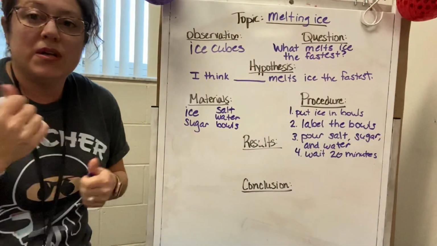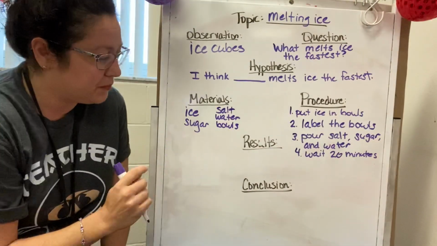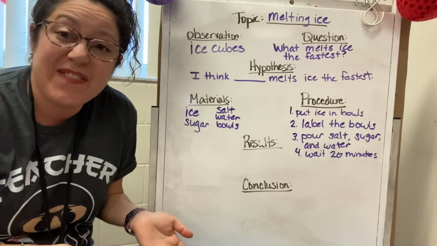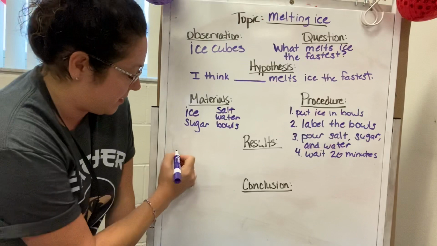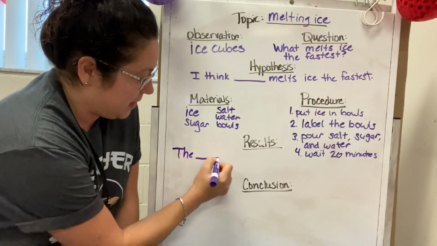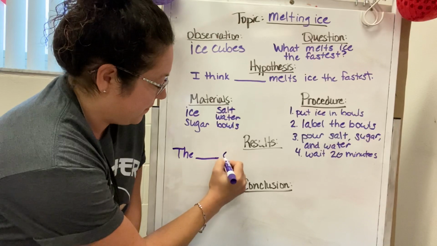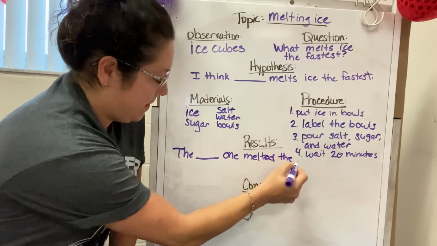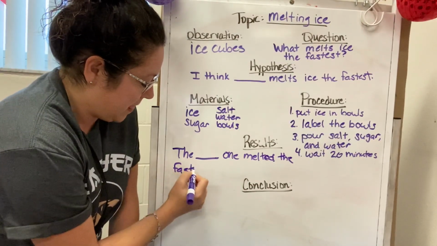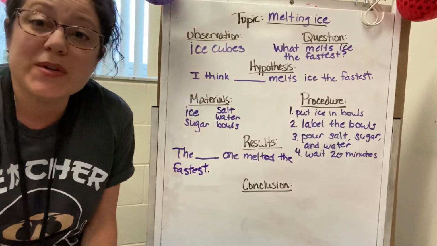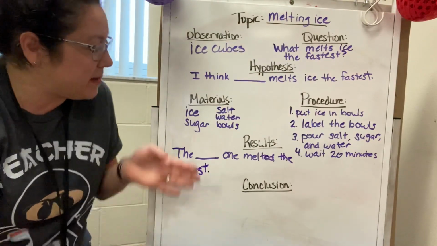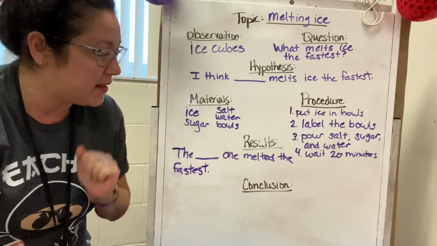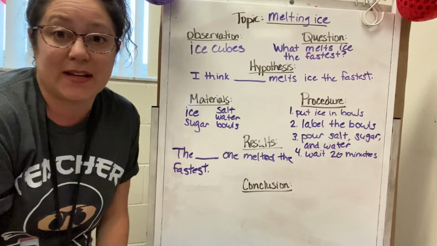Okay? So for your results, you're going to say, what happened? If the sugar one melted fastest, then you would write the sugar one melted fastest. The blank one melted the fastest. Okay, that's the result. That's what happened. Doesn't matter if it matches your hypothesis. This is a fact. This is what happened. After 20 minutes, the blank one melted the fastest. So then you're going to fill it in here.